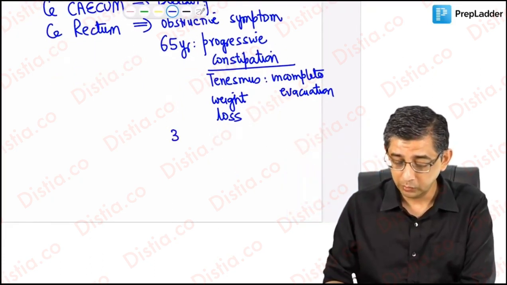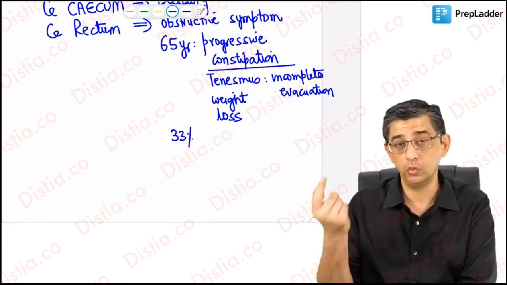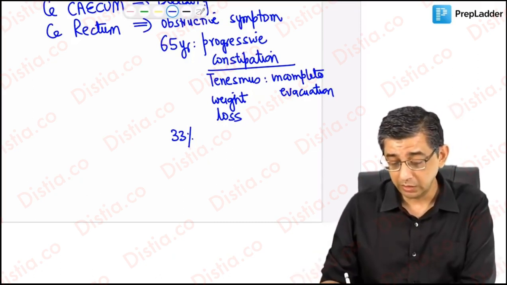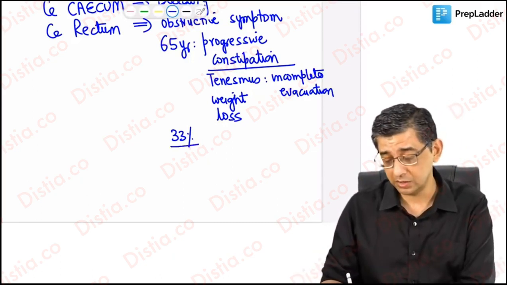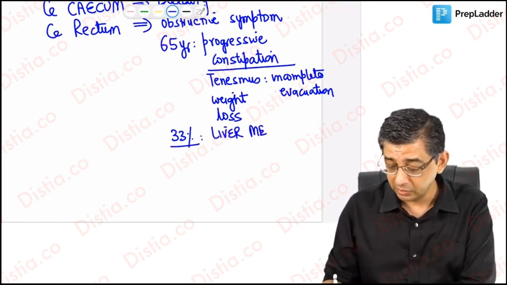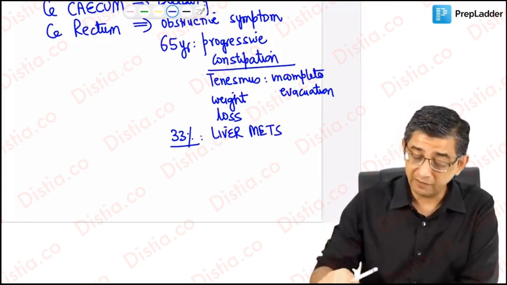As I explained to you, most patients might lose patience with us and might go to an alternative doctor or might go to an alternative pathy. So 33% of patients at diagnosis might even be having liver mets, which is very substantial. That is, one third of patients of carcinoma rectum, when they're diagnosed, have already been having symptoms.